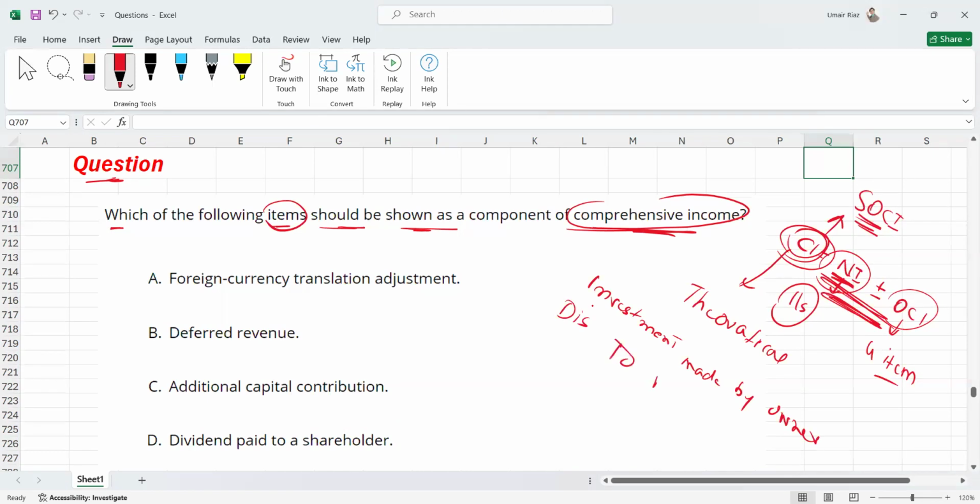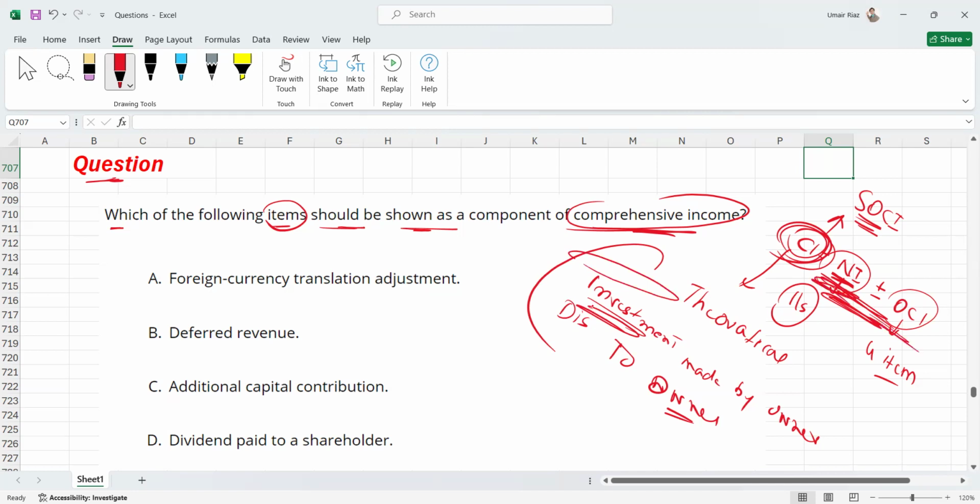This will never go to comprehensive income or the income statement, nor will distribution to the owners. For example, when you pay dividends, we never record them in the income statement or other comprehensive income. Or whenever shareholders invest into the business, that will also not be recorded in the income statement or in OCI. Theoretically, this is how we define comprehensive income: all changes in equity of a business except those from investment by owners or distribution to owners. Everything else is recorded under comprehensive income, but these two will never be recorded there.